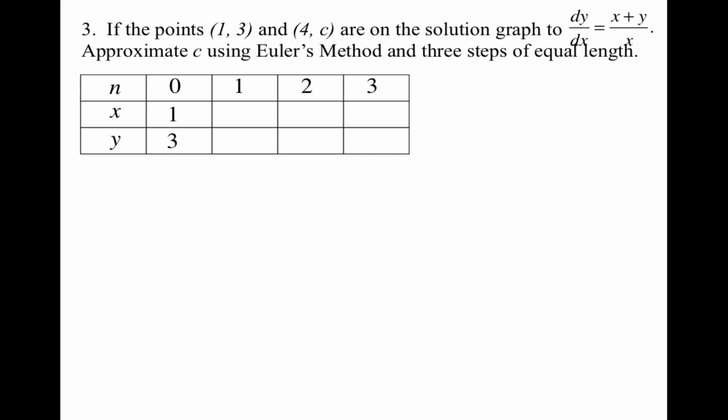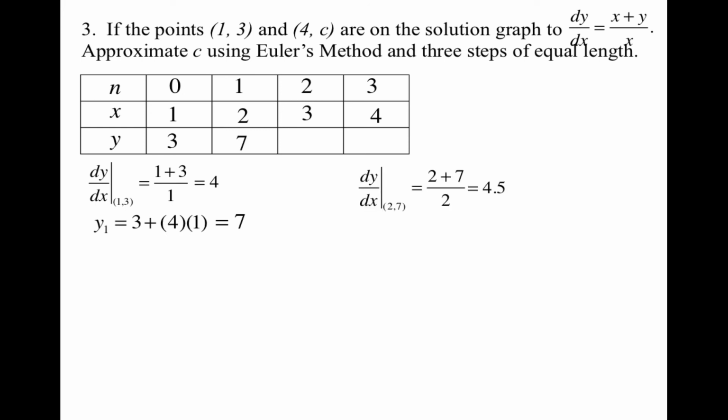So in this one, we want to approximate c, so some y value, when x equals 4, using Euler's method with 3 steps of equal length. So I'm starting at 1 and I'm going to 4. And since I only want 3 steps, in this case, my change of x is just 1, which is nice. All right, so I'm going to go ahead and find the slope at the initial condition, (1, 3). Now I find my next y value, which ends up to be 7.